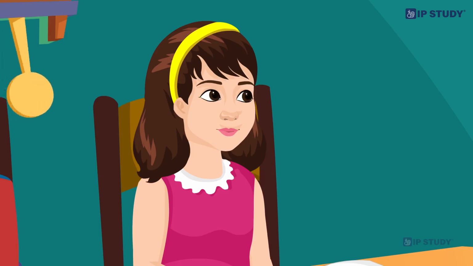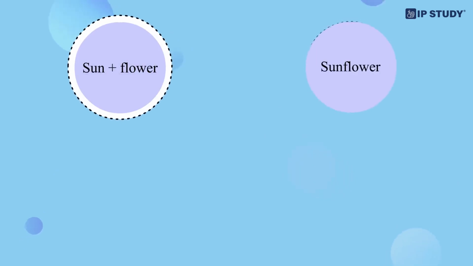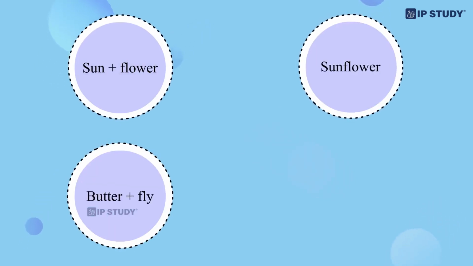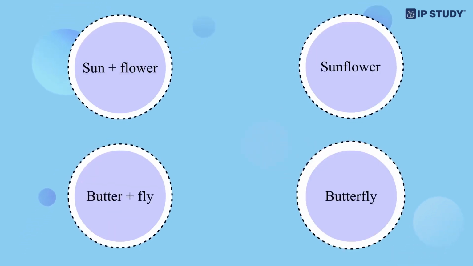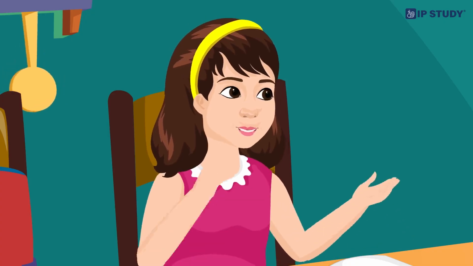Okay, Janvi. Let me give you some examples of compound words. How about sun plus flower is sunflower, or butter plus fly is butterfly? Those are excellent examples, Akshit.